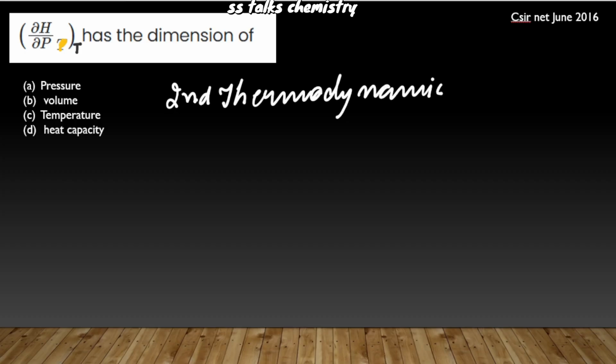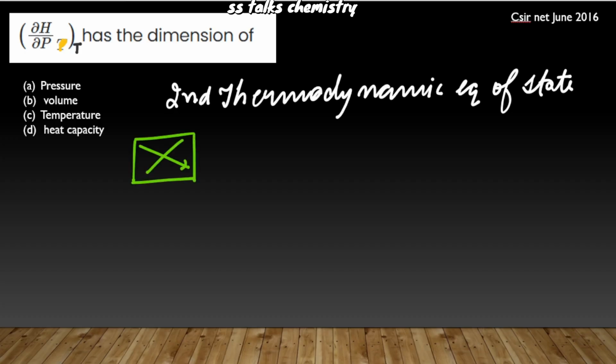According to the second thermodynamic equation of state, we derive this del H by del P at constant temperature. If we want to see the complete derivation of how you can find the second thermodynamic equation of state, we can see it using the Maxwell square.